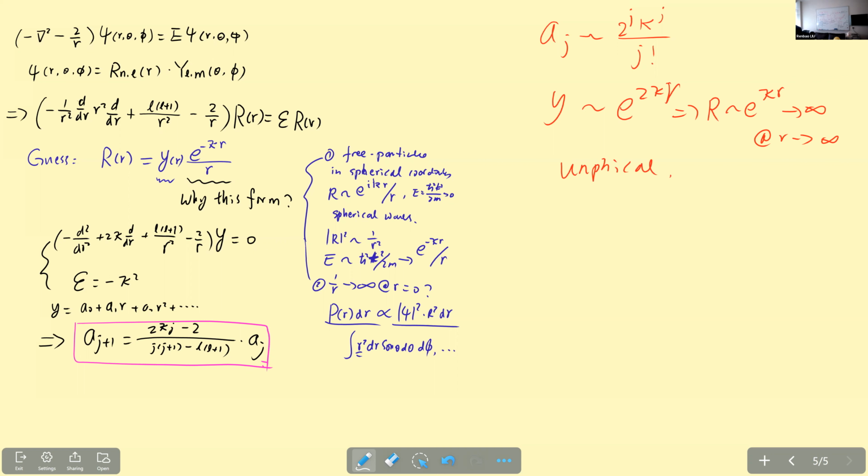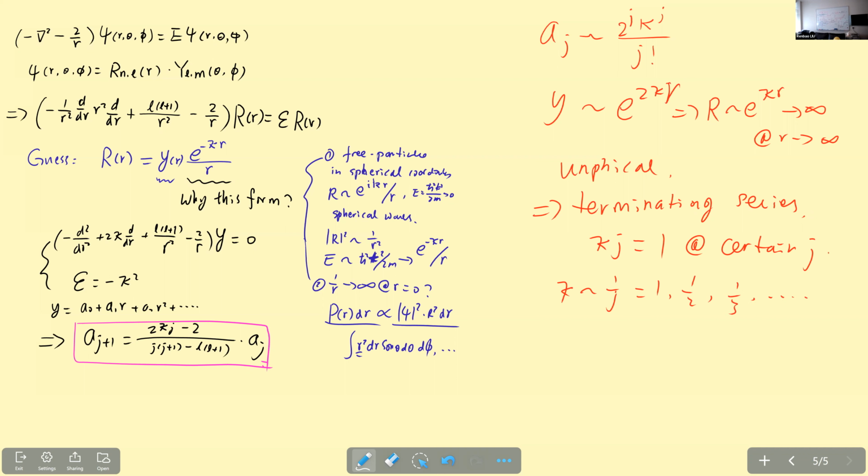So this means we must have a terminating series, okay? The only possibility is that kappa times J equals 1 at certain J, right? So that means this kappa can only equal 1 over J. For example, 1 over 2, 1 over 3, and so forth.